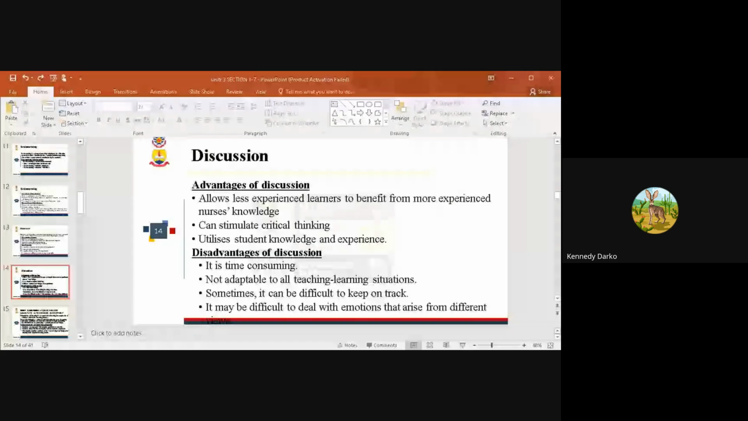It utilizes students' knowledge and experiences. So your knowledge and your experience are brought forward for everybody to tap into, to see that what the guy is saying is right. Let's jot it down. Yes.